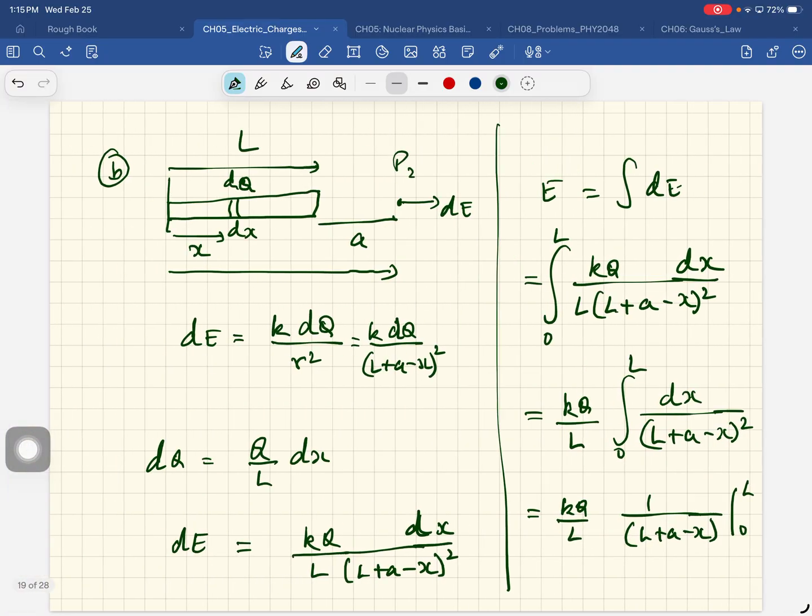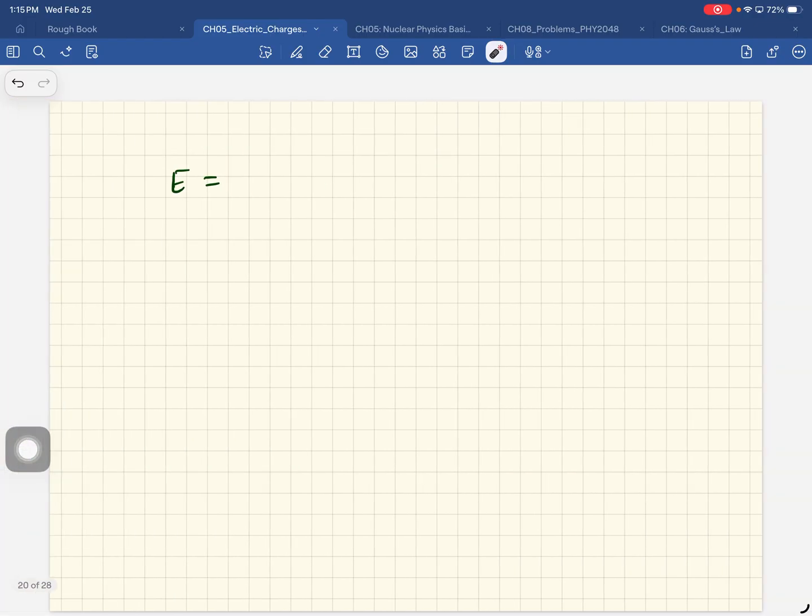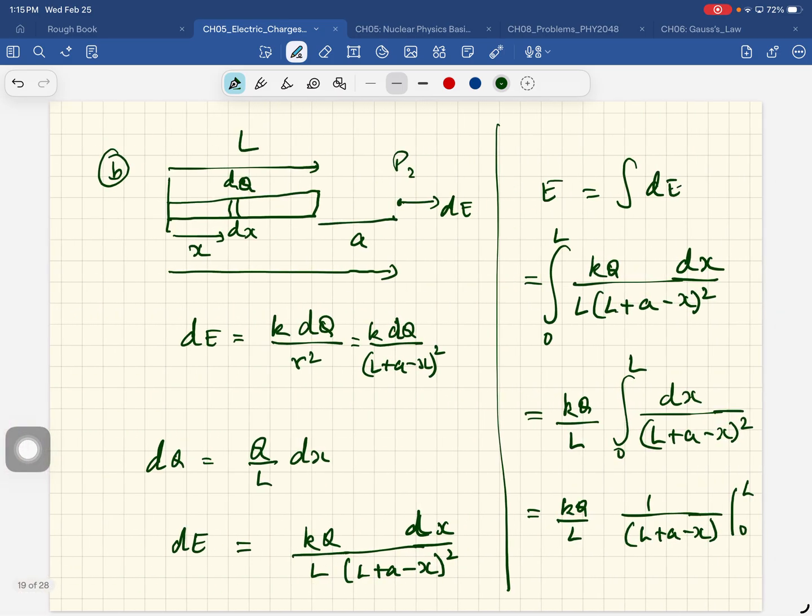All right, so we'll do one more problem. We'll set this integral up. Again, a rod bent into the arc of a circle.